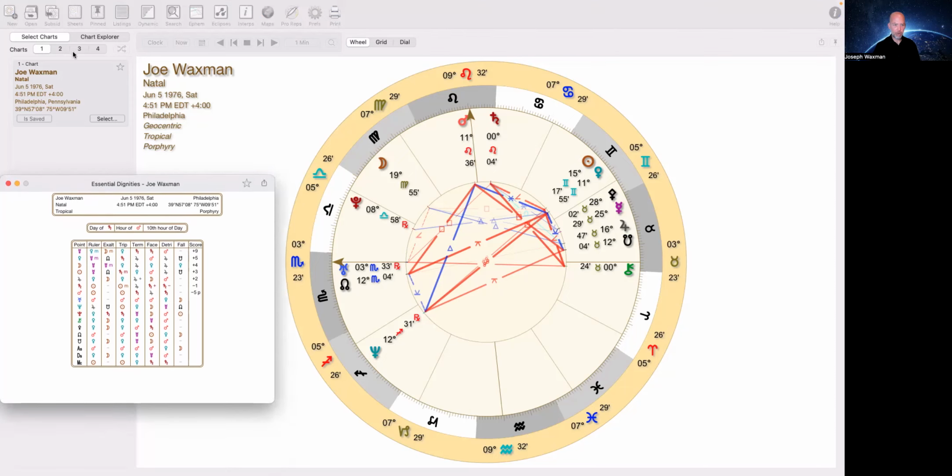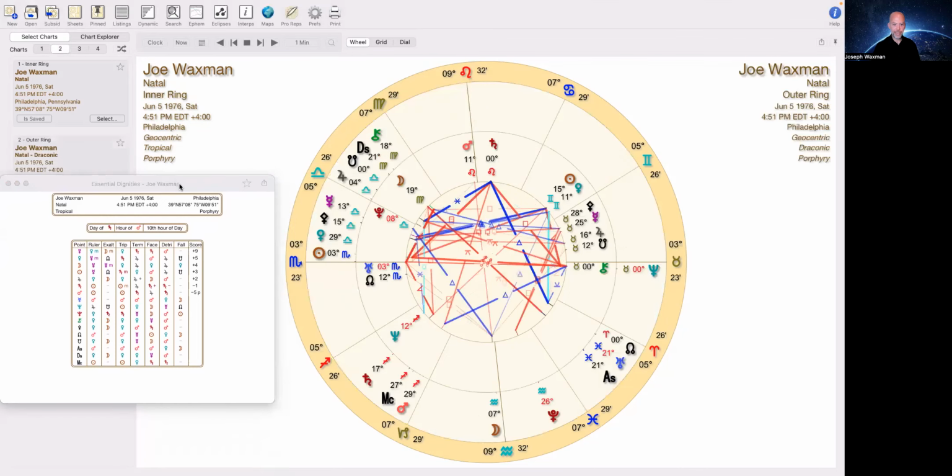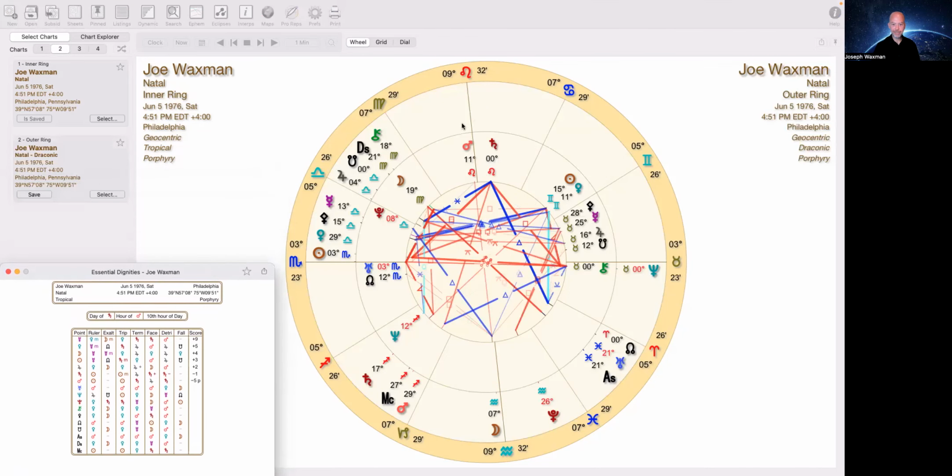I think that's it. Oh, I will show you my true face now. My true face. My draconic chart. It's the true face. It's who I am underneath. It's my spiritual self, and it's pretty unique. Look, I got Sun in Scorpio conjunct Uranus, right?